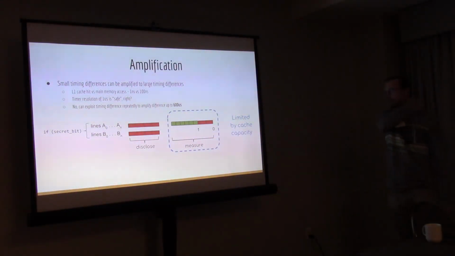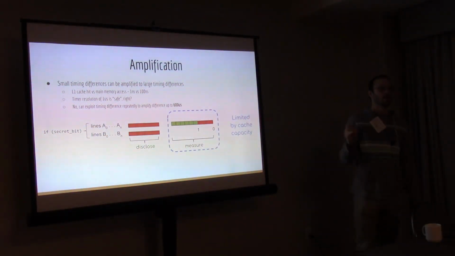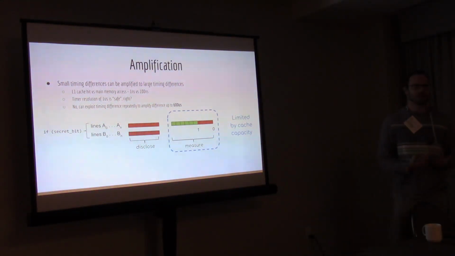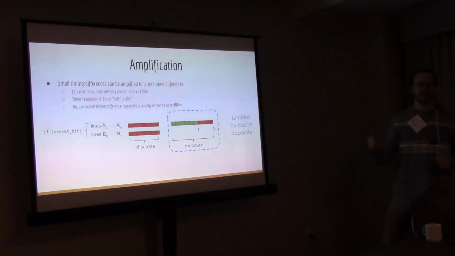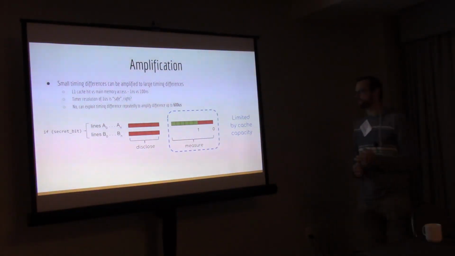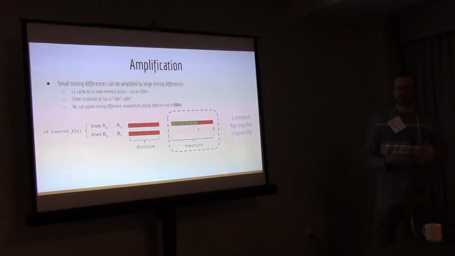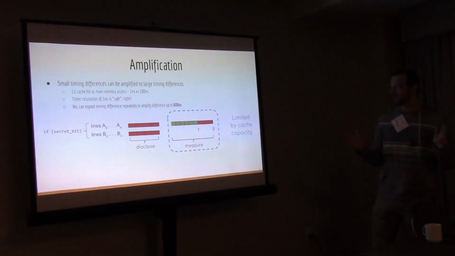Okay. So I also want to talk about amplification. I mentioned that small differences in timing on the order of 1 cycle or 2 cycles seem innocent, right? Who could possibly measure that? If you don't have a high resolution timer, how are you going to be able to do that? Well, it turns out that even those small differences you can amplify to essentially arbitrary resolution. We saw that an L1 cache hit is about 1 nanosecond, so like 3 cycles, versus a main memory access, which is about 100 nanoseconds. So if we have 1 microsecond resolution, we should be safe, right?